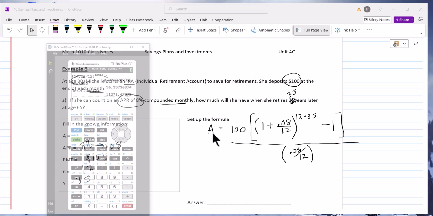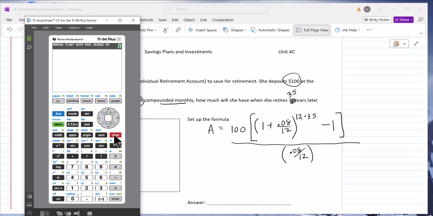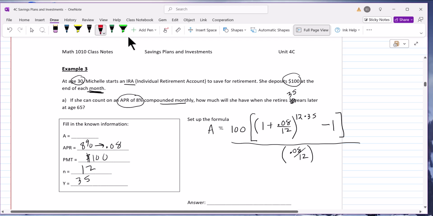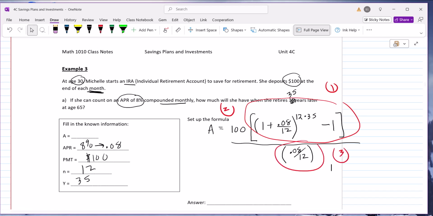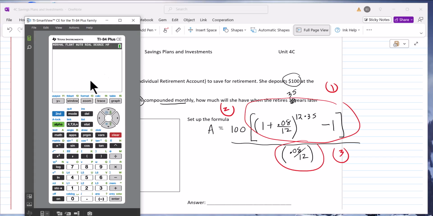So what I would suggest to do right now is put this in your calculator. I'm going to show you the way I like students to think about doing this. I would do this whole part first, then I would do this part, then I would do that part. That's just a good order to do that in. So go ahead and put that in, and let's get a little more comfortable with our calculator.